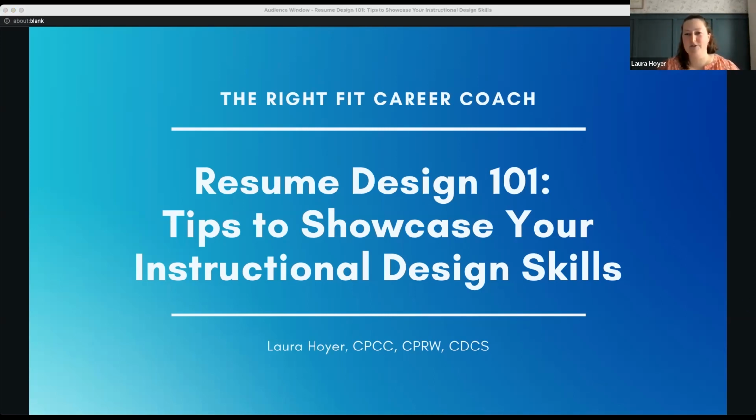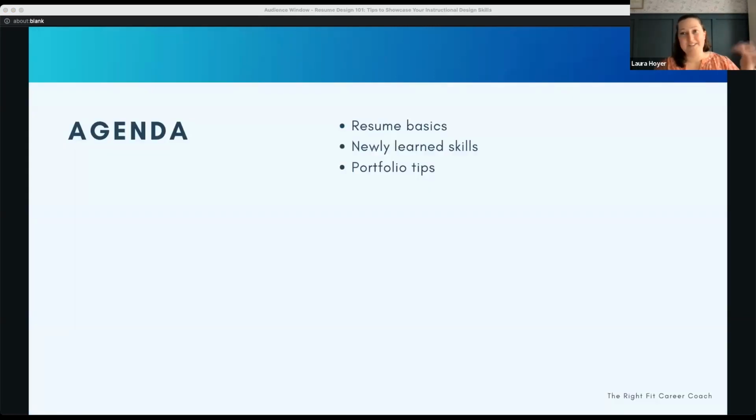First, just a really quick agenda. I wasn't trying to jam pack this, because I know that people will have questions at the end, so I wanted to make sure I left time for that. Basically what we're going to cover today are resume basics, especially when it comes to instructional design, how to talk about newly learned skills, and then tips for your portfolio. Because while the title of this is Resume 101, your portfolio, especially in instructional design, is pretty much part of your job application materials, and it's very important we talk about that as well. Also, if I'm talking too fast, please let me know. I do have a tendency to talk quickly.